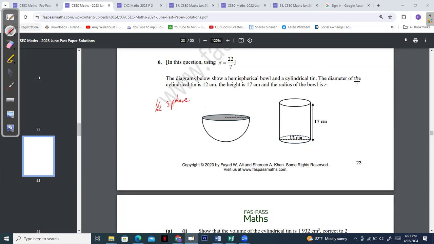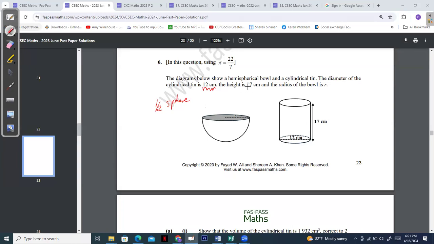The diameter of the cylindrical tin is 12. Always make sure that the data in the sentence is already in the picture. If it's not in the picture, you add it in. Here we see it's already in the picture, straight across. Quick question for everybody. What would be the radius of the cylinder? If the diameter is 12, what's the radius? Excellent. That's what I like to see. We ready? We thinking. Good.